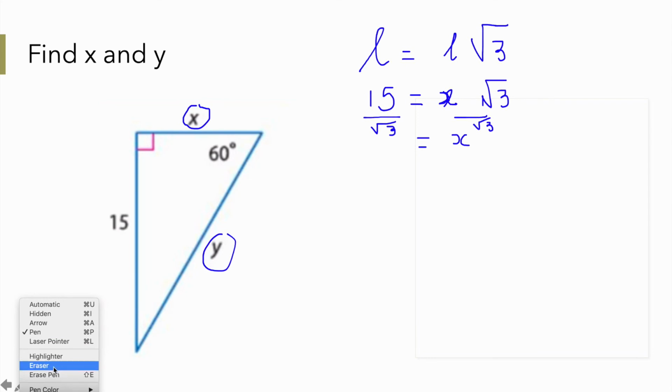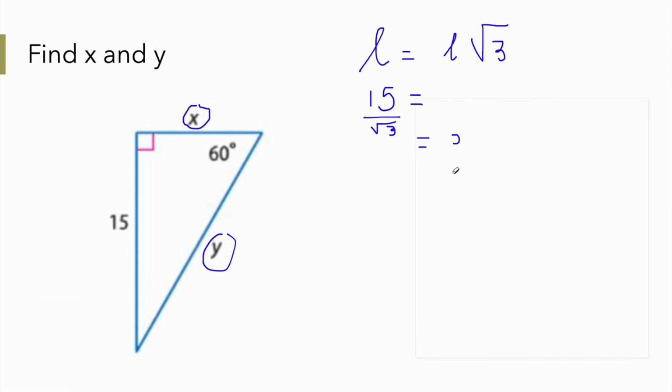Let me use my eraser so that it's clear here. I'm still going to write the same thing, but I just want it to be neat, okay? So we have X root 3. I'm dividing this by root 3, okay? So what remains this side is X, and this side we have 15 divided by root 3. When we simplify that or rationalize it, we get 5 root 3. So that means our x value is 5 root 3.